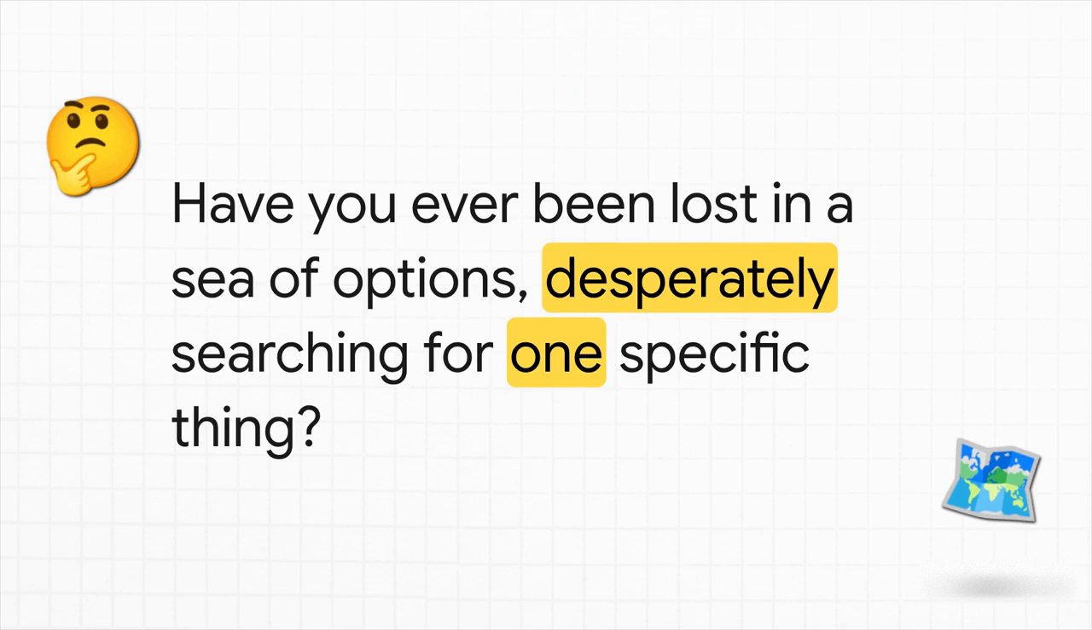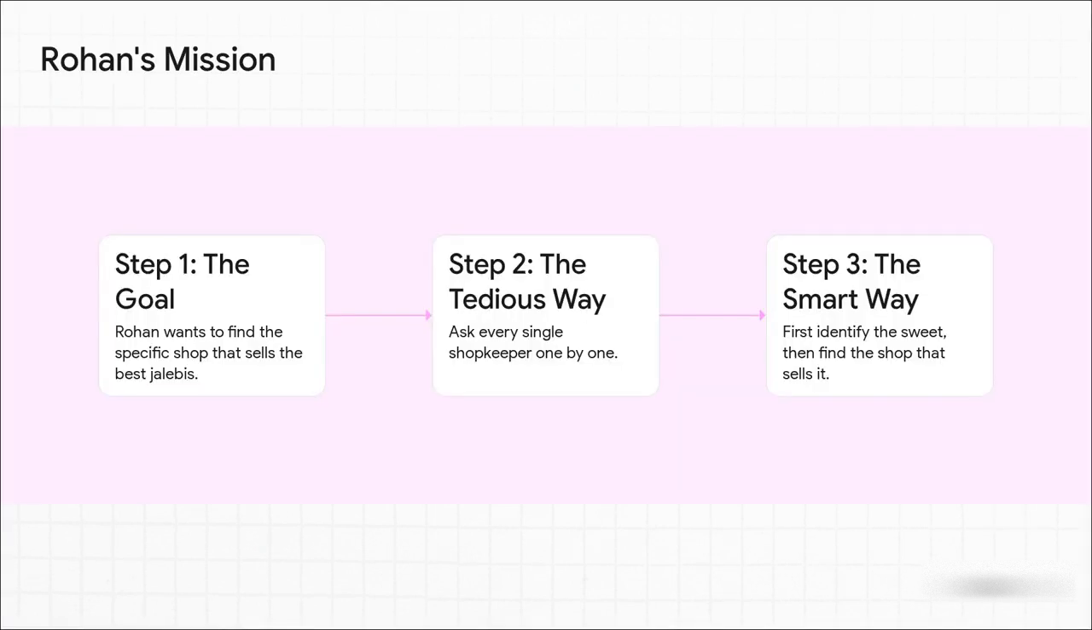Now, he could ask every single shopkeeper one by one, but wow, that would take all day. There's got to be a smarter way to do this. And then, boom, Rohan has a light bulb moment. Instead of that brute force approach, he's going to be smart about it. He'll do it in 2 steps. First, he identifies the exact suite he's looking for, and then he asks the real question: okay, who sells this specific thing?